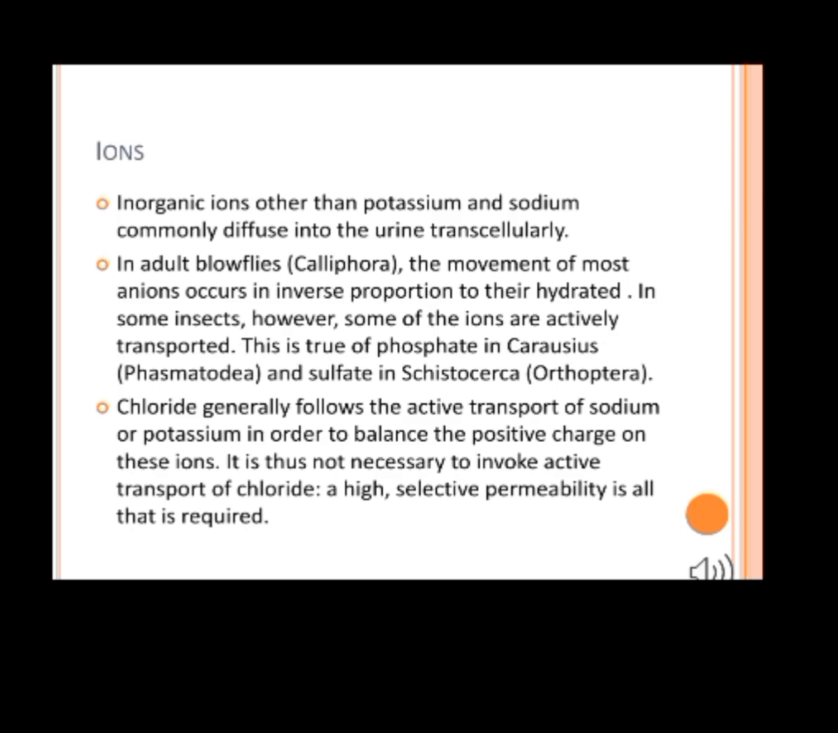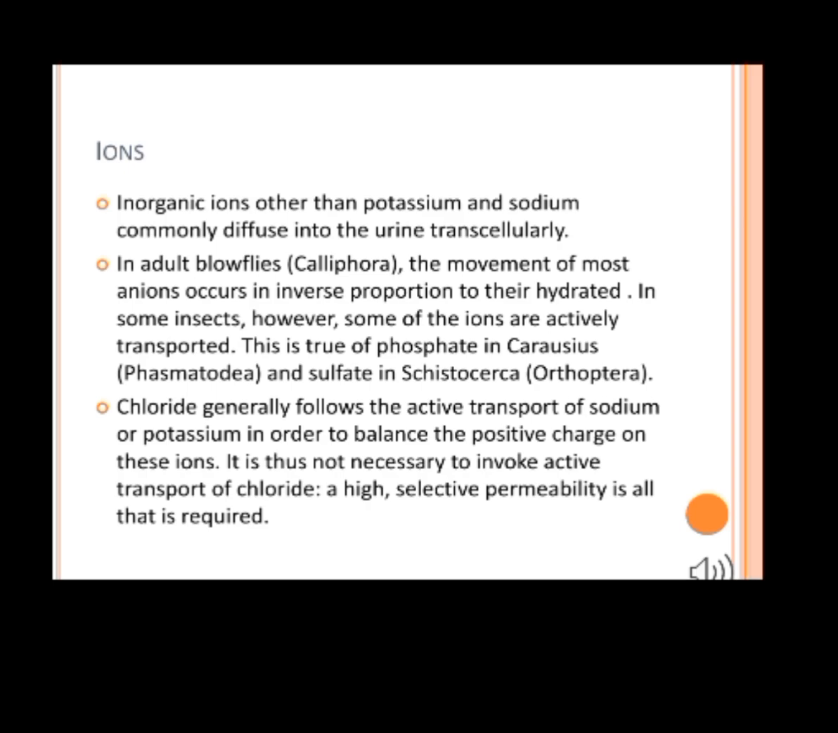Ions. Inorganic ions other than potassium and sodium commonly diffuse into the urine transcellularly, through active or passive transport. In the adult Melophilies, the movement of most anions occurs in inverse proportion to their hydration, which means these anions get dissolved in water and are attracted by more water molecules, which forms a hydration shell. The more water molecules attracted to the anions, the heavier they become and the movement across the membrane becomes slower.